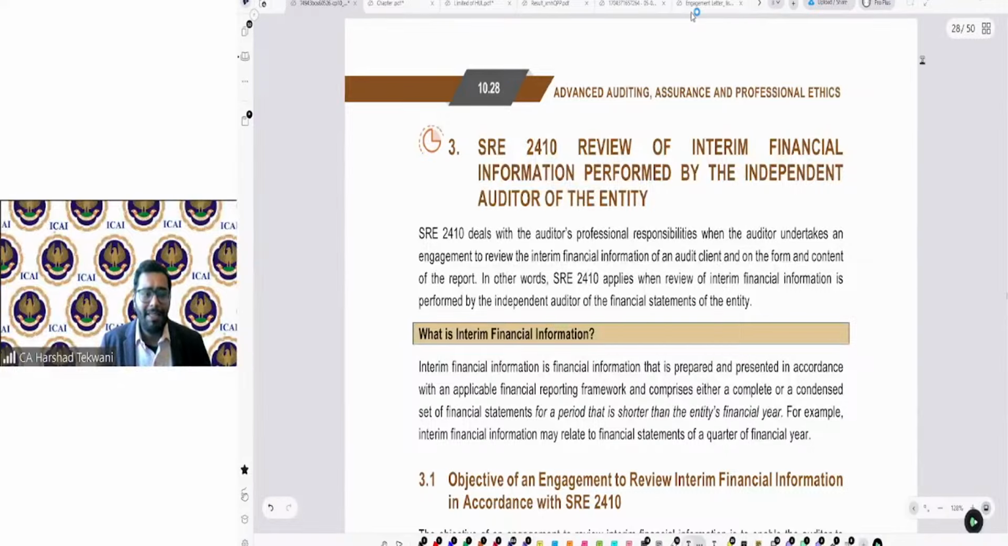Reporting responsibilities, yes, they differ between audit and review. So your reporting responsibilities are also a bit different. But at the end, you need to issue a conclusion in a review, but you need to issue an opinion in audit.